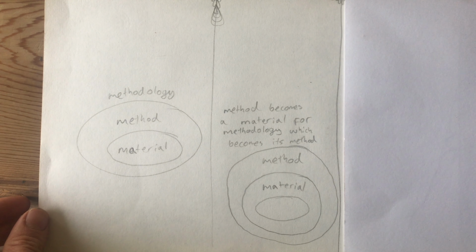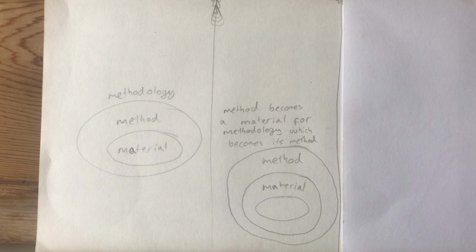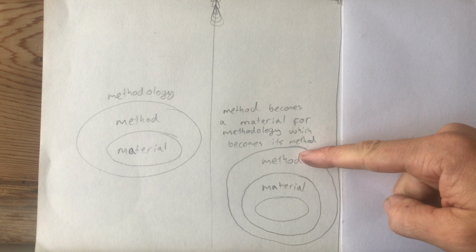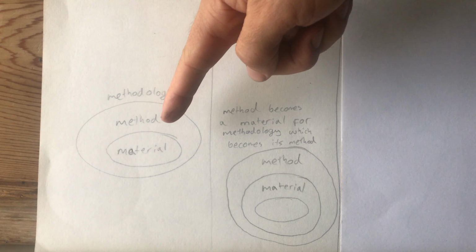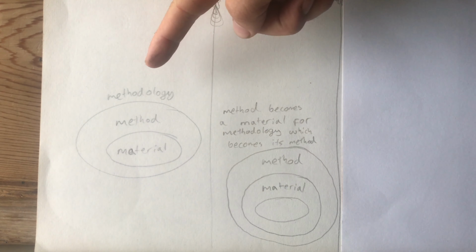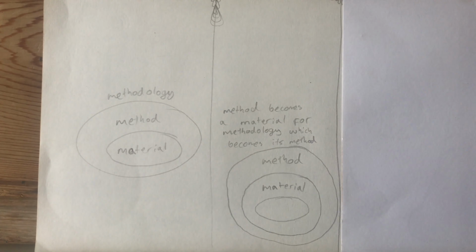So it could almost be that method becomes a material for methodology, which becomes its method. Each layer can continue to move up. So the method here transfers into a material, and the methodology becomes a method.